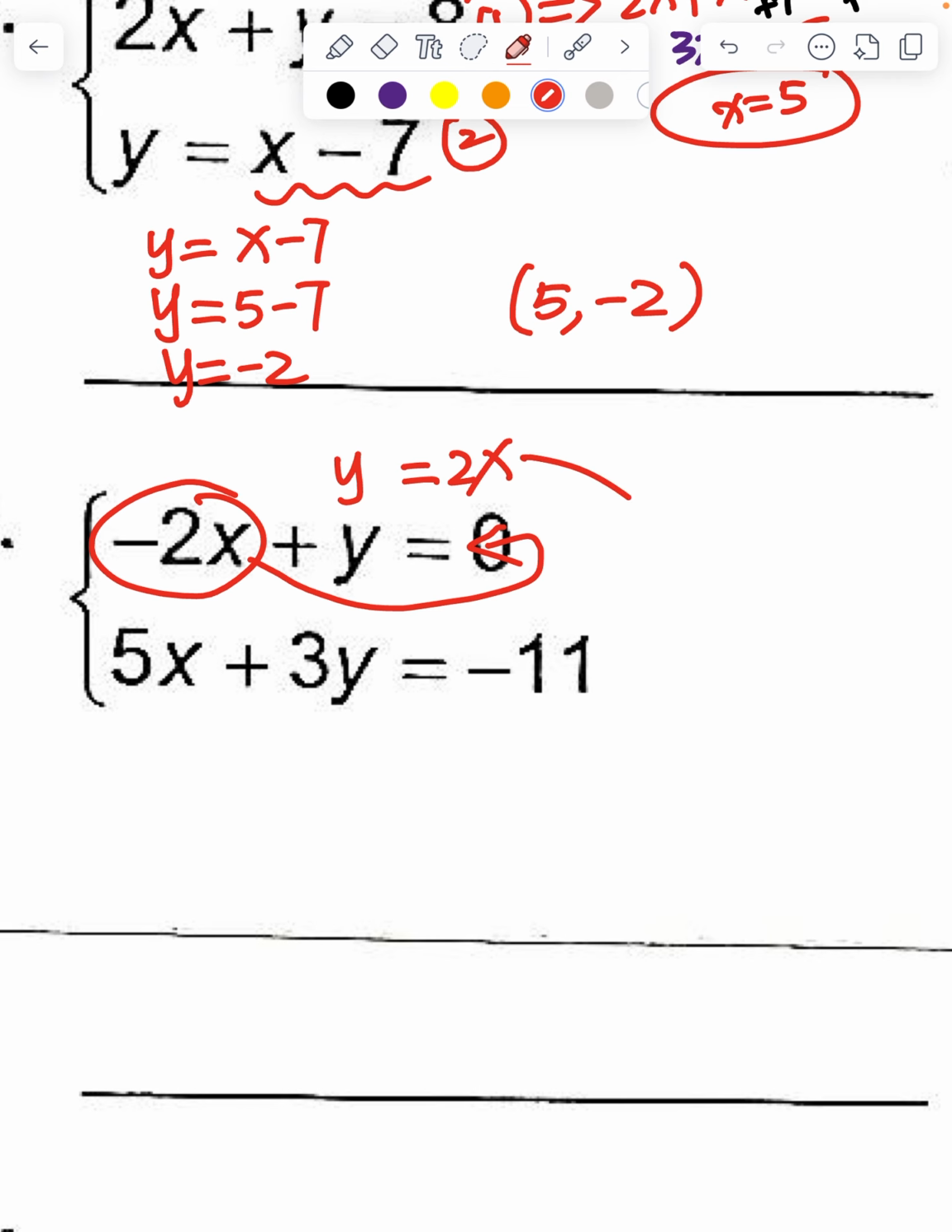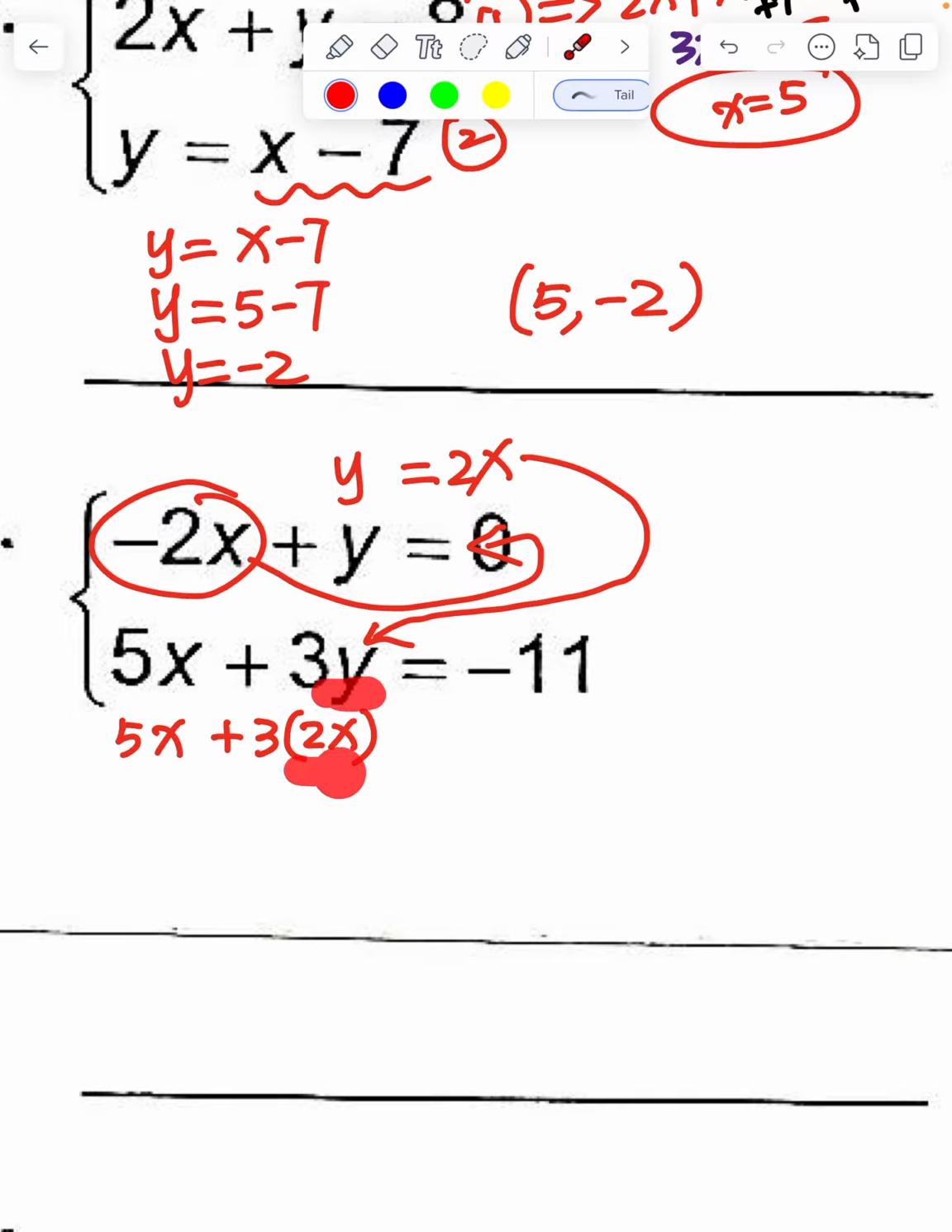Now I'm going to use this to replace the y here. Yeah? So 5x plus 3 times y. We know y equal to 2x. So we just replace the y by 2x from here, right? And equal to negative 11. So 5x plus 3 times 2x. Just 3 times the number, and then keep the x. So 6x equal to negative 11.